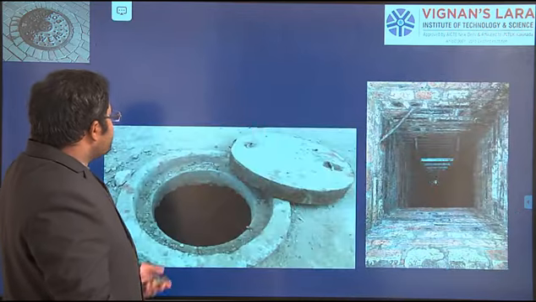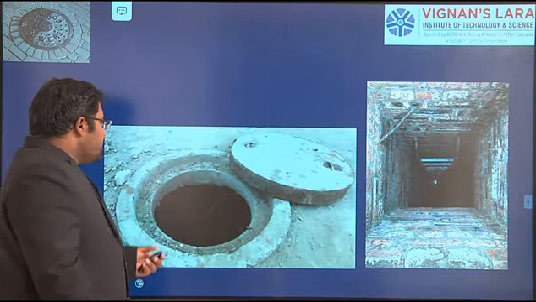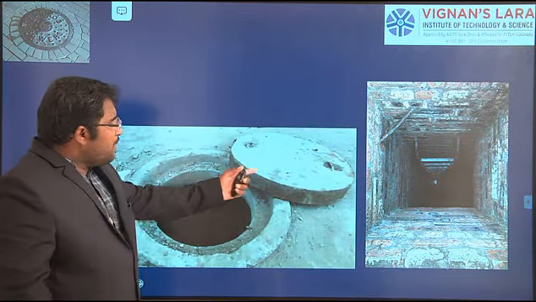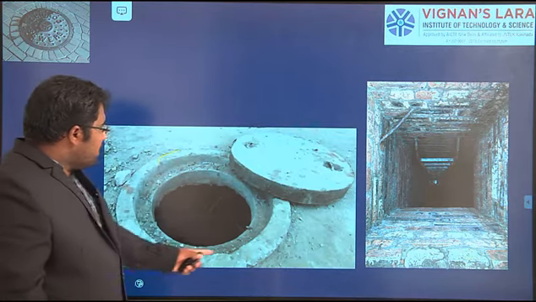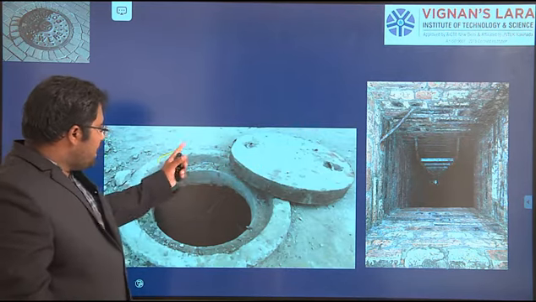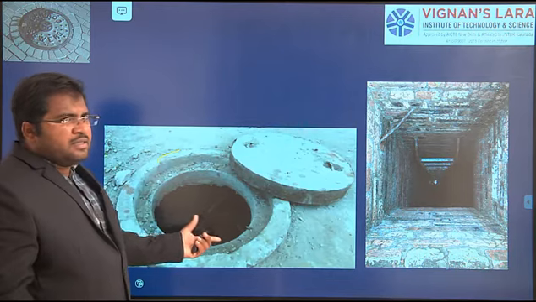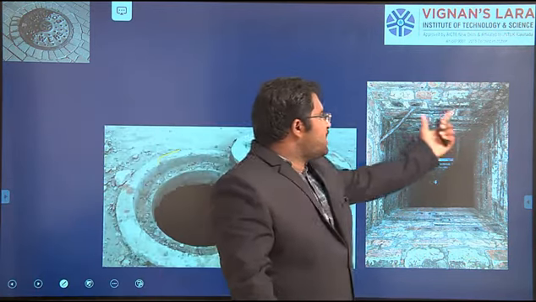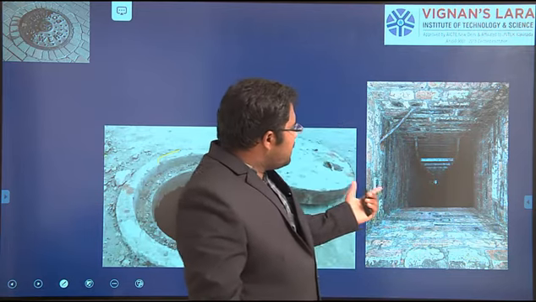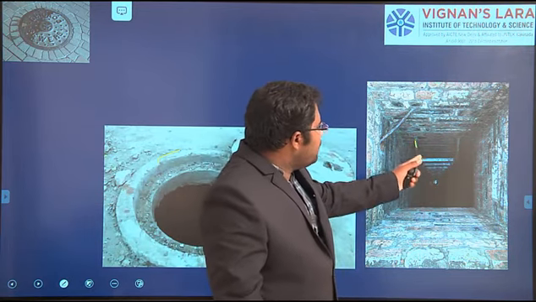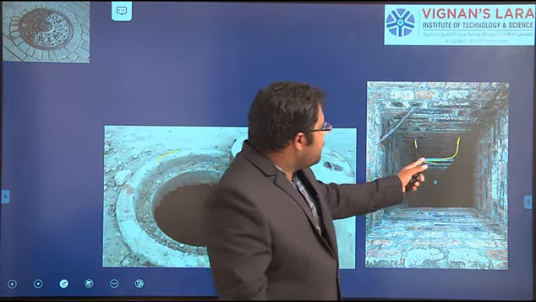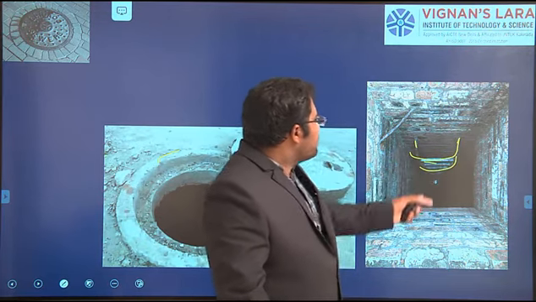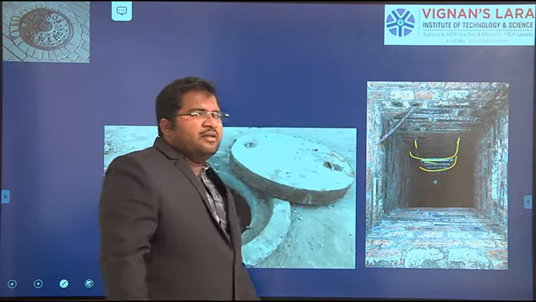Now you can see this is the top cover and this is the frame for that cover. Normally we will see this in any town or city. This one is circular, this one is a square or rectangle shape, and here we can see the sewage. To access it we have a ladder. So these kinds of steps will be provided at the manhole.